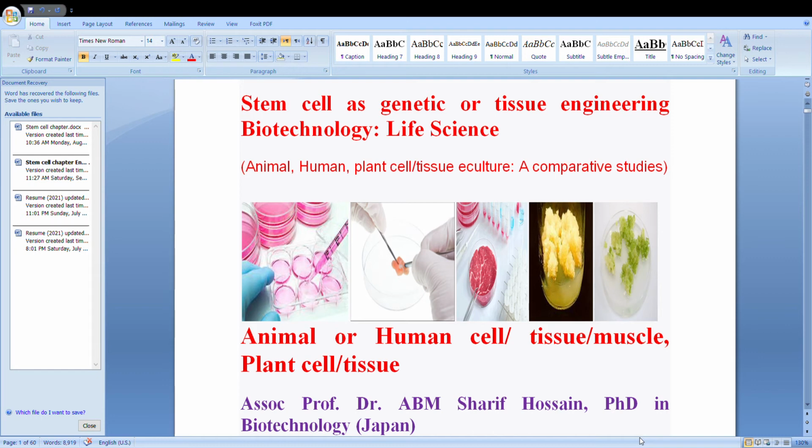So plant, animal, human, and microbes are correlated and useful to the life science. So this is the background of the stem cells. Now we can see here animal cells and human cells, and also this is called tissue or muscles, and here this is the plant cell or stem or tissue.